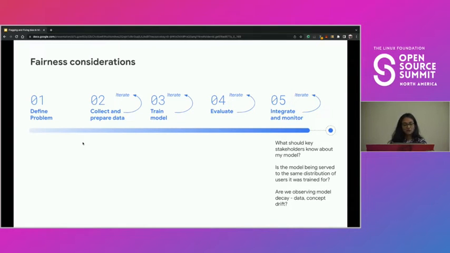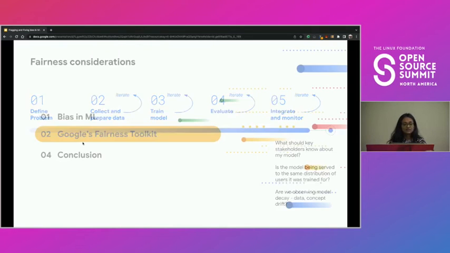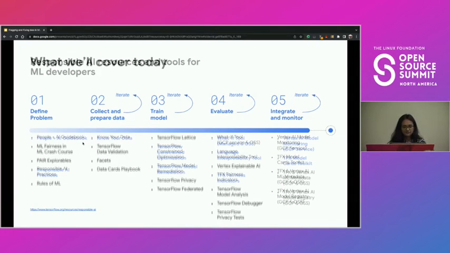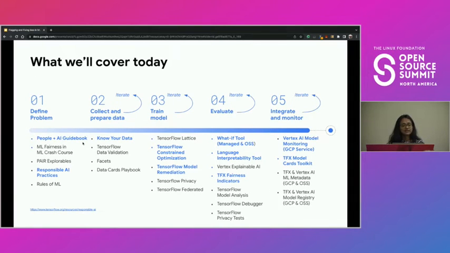And then you also need to communicate the pitfalls of your model. So transparency becomes very important when you are finally launching. And to see all of this in action, we have a lot of offerings that can help you solve these problems. And some of them are open source, so you can use them right away in your ML workflows. And today we'll be covering some of them.